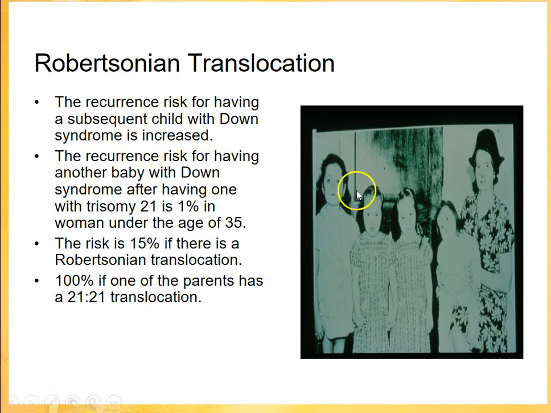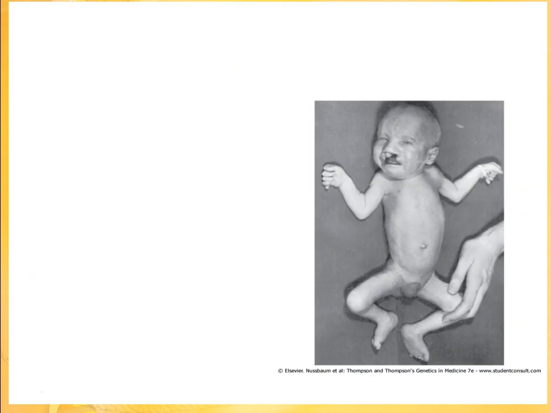This was actually the first woman to ever have an amniocentesis. You can see she has 3 siblings with Down syndrome. She is a carrier of a 14-21 translocation.